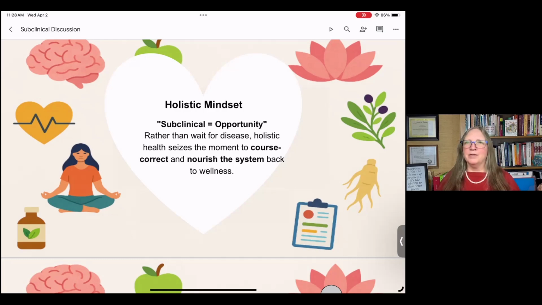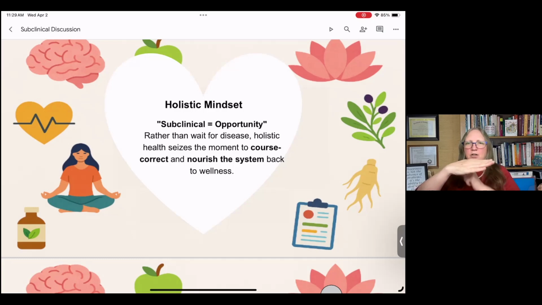And we test that with a positional blood pressure. You can do that at home and identify if your adrenals are in a fatigued state and not working as optimally as possible. So rather than wait for a disease, right, we want to seize the moment. Let's find a way that we can correct the course or the trajectory of your current direction that your body is going, and nourish your system so that you can get back to wellness.